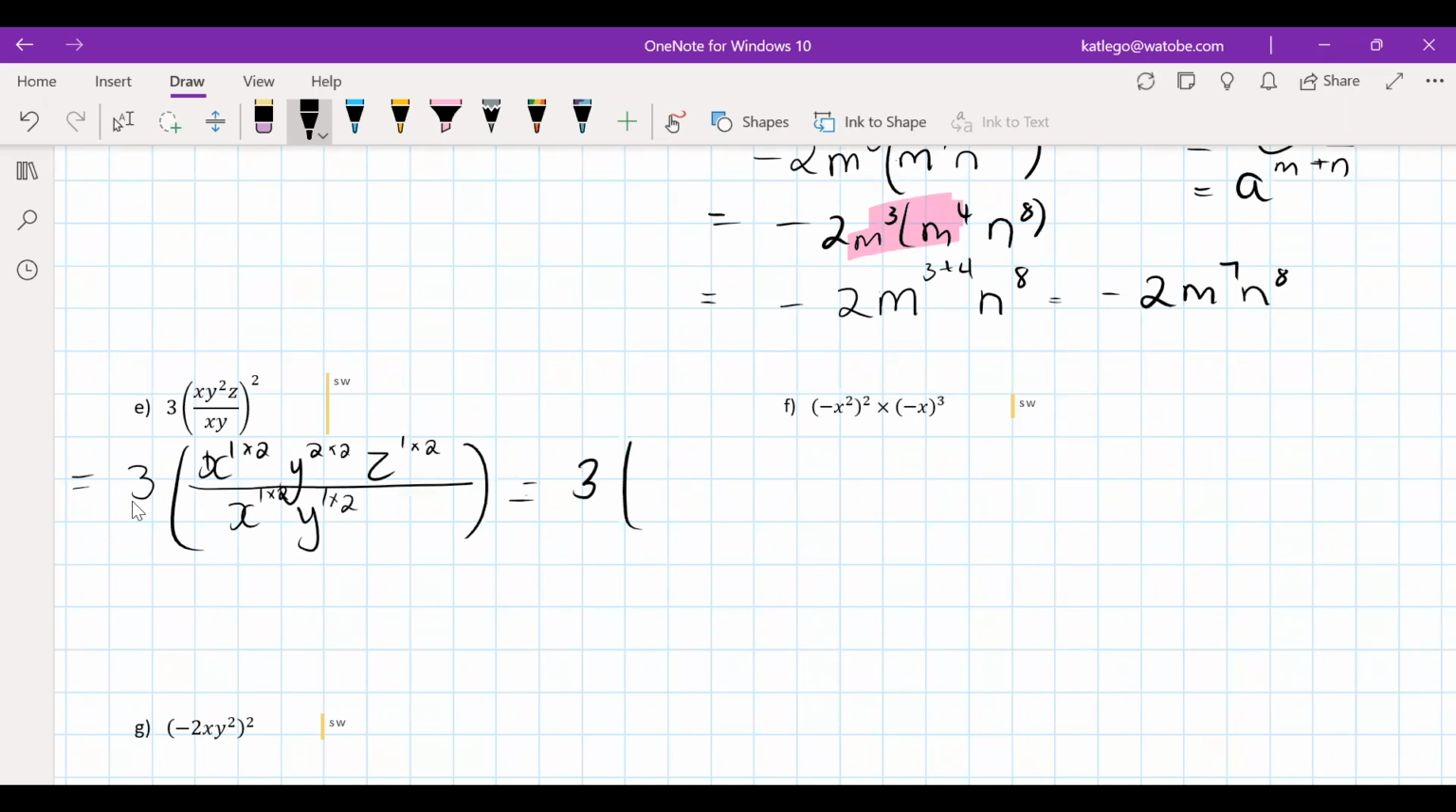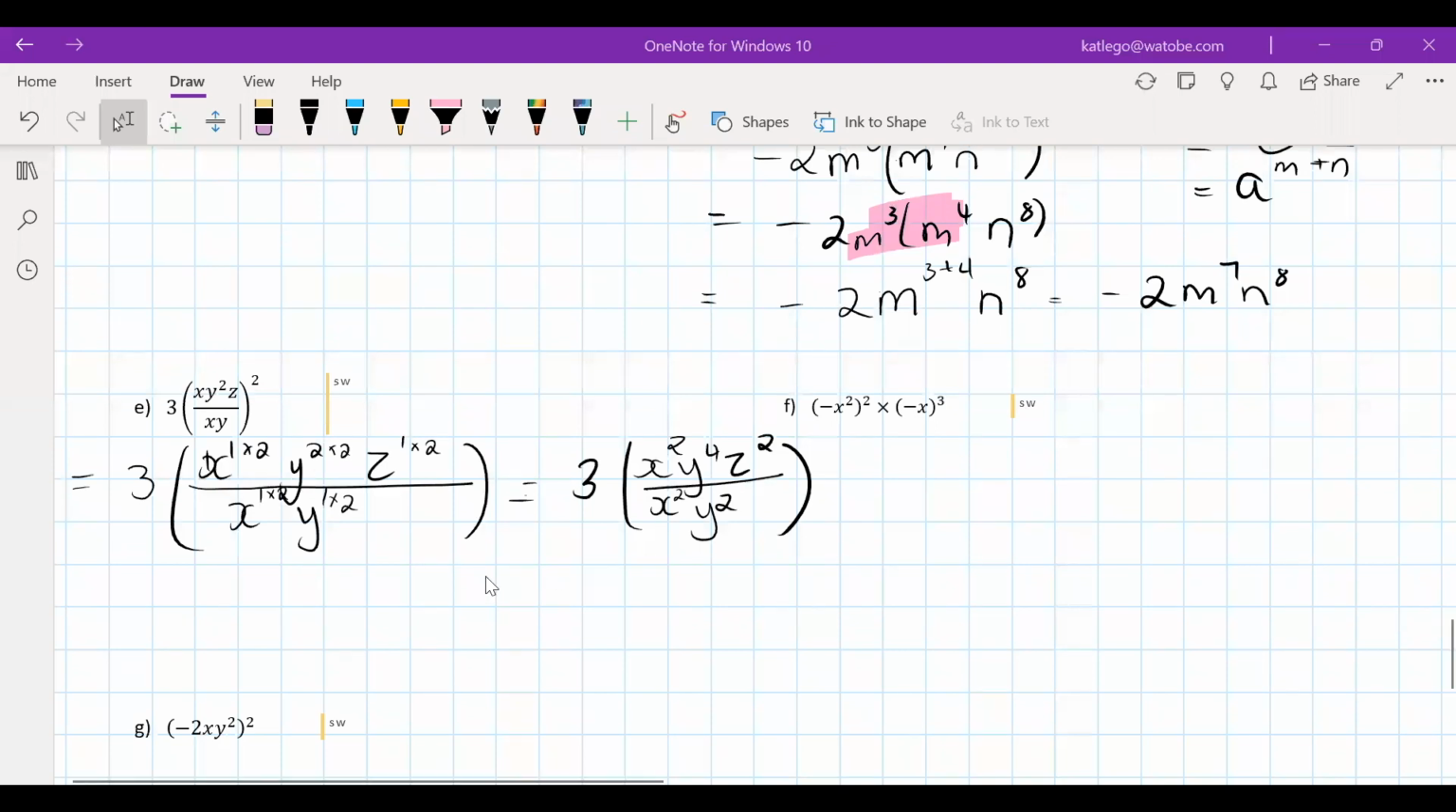It's going to give us 3 x to the power 2, y to the power 4, z to the power 2, over x to the power 2 and y to the power 2. Are we done? No. No, we are not done. What do we need to do?